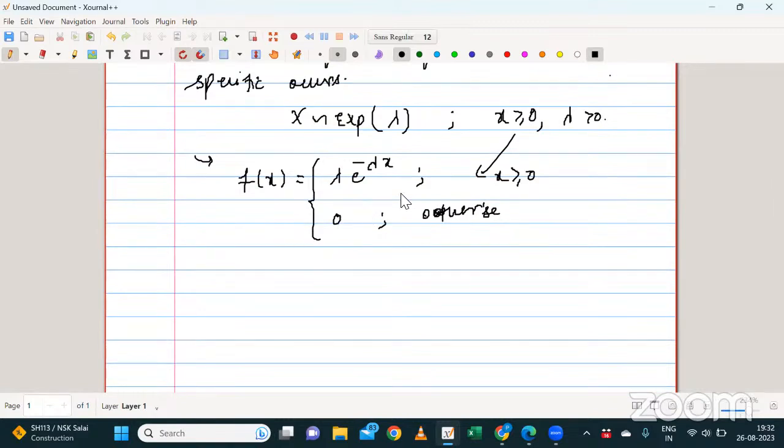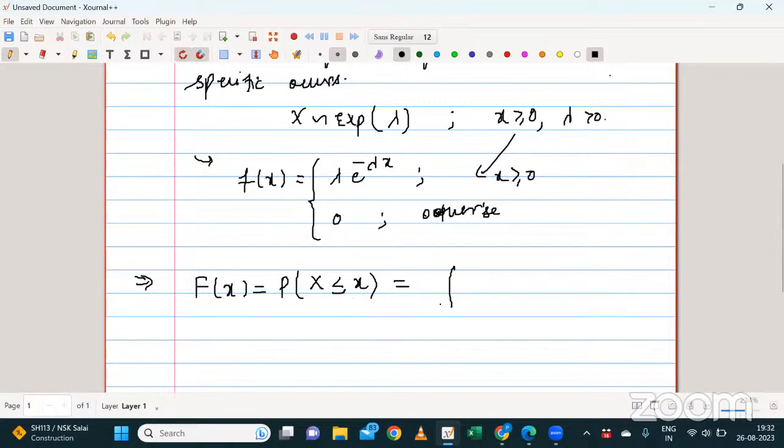Do you know what the CDF is? This CDF formula you can keep in your mind; it will be very helpful. The CDF is 1 minus e to the power minus lambda x. Basically F(x) is the probability that X is less than or equal to x. Not greater, less than or equal to.